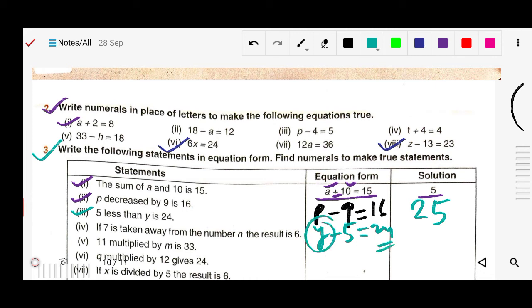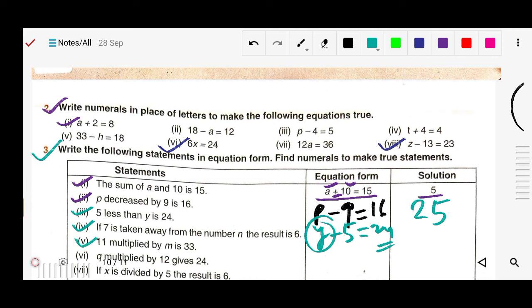Okay. So number 4, if 7 is taken away from the number n, the result is 6. 7 is taken away means you have decreased by 7, means you took 7 out from the n. So what will be the equation? Very easy. So n minus 7 equals 6. You can write the equation n minus 7 equals 6. Then after that you have to solve, so you can find the value of n.